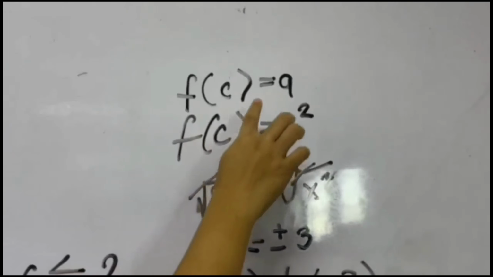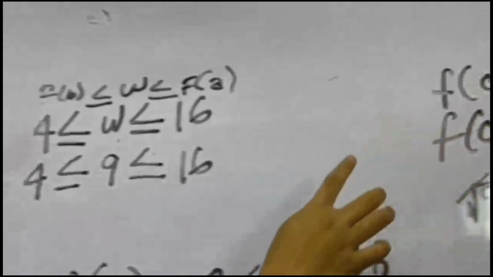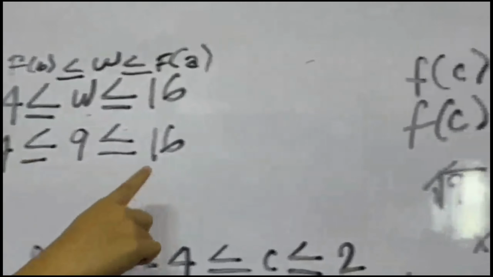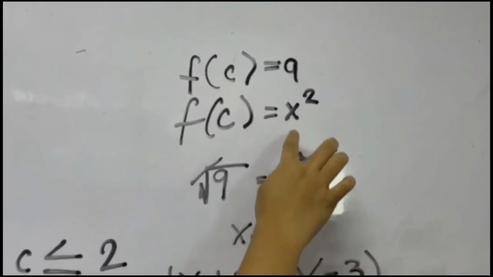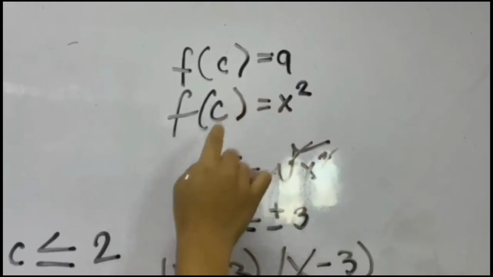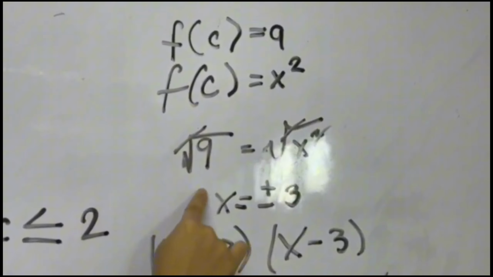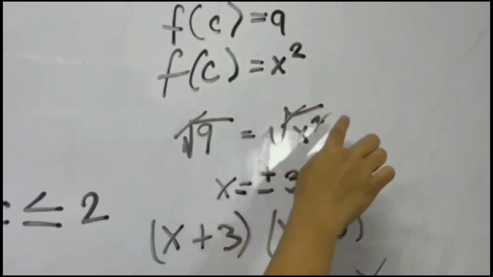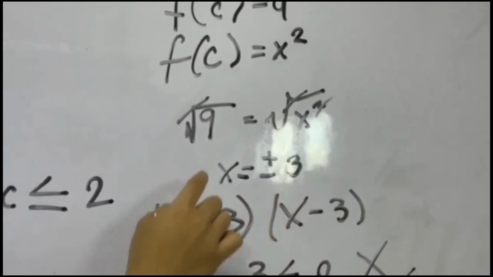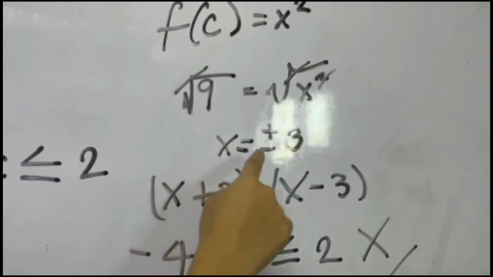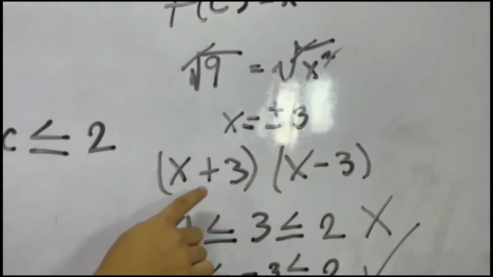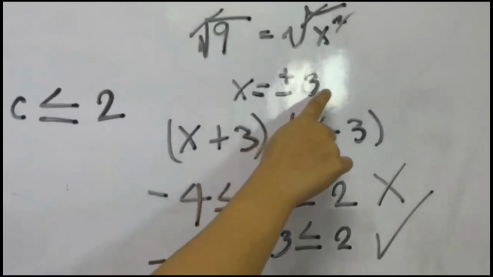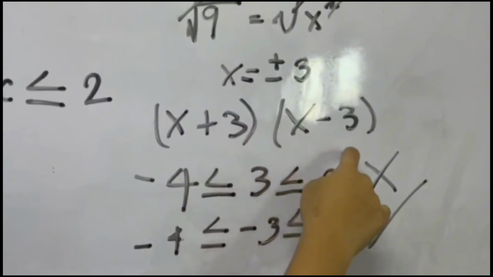The given, our w and our f of c is equal to x squared. Using these formulas, square root of 9 equals square root of x squared. Cancel out, we have x equals plus and minus 3. We have x plus 3 and x minus 3.